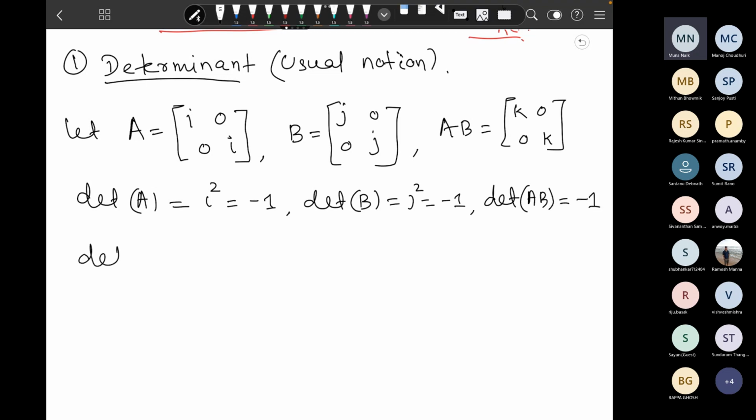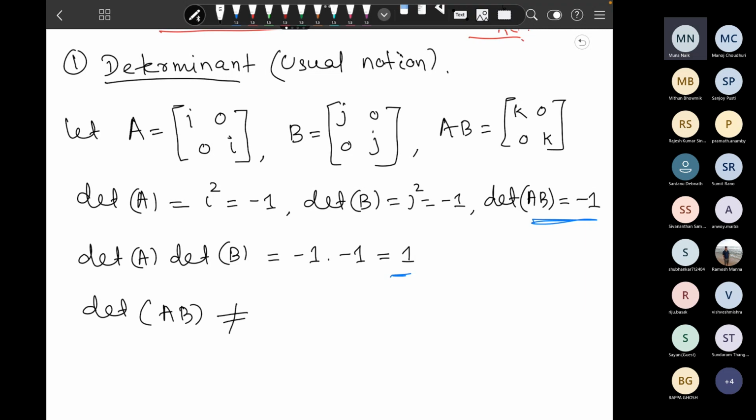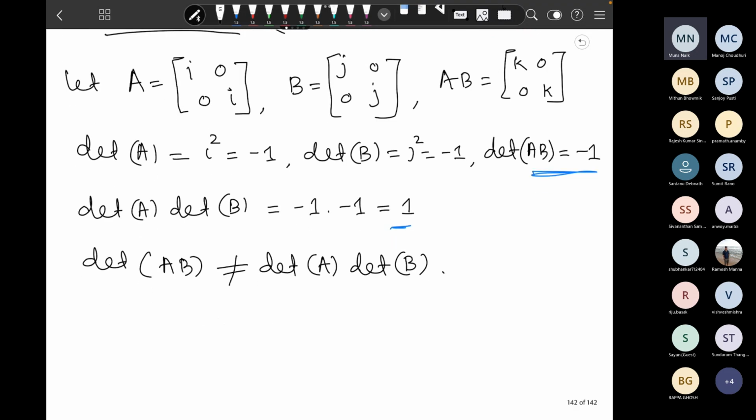Now what is the determinant of A times the determinant of B? This is equal to -1 times -1, which is equal to 1. So I am getting that the determinant of AB is -1, and this is 1. So the determinant of AB is not equal to the determinant of A times the determinant of B. This is not true.